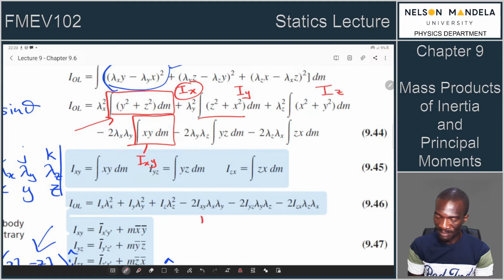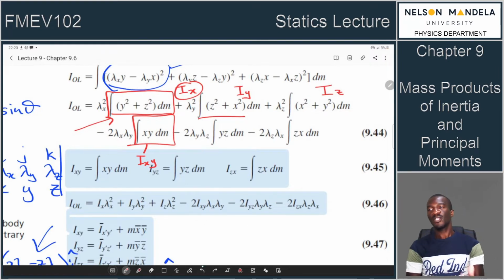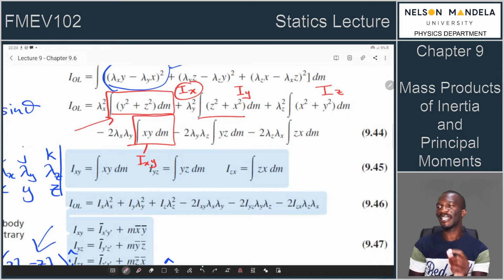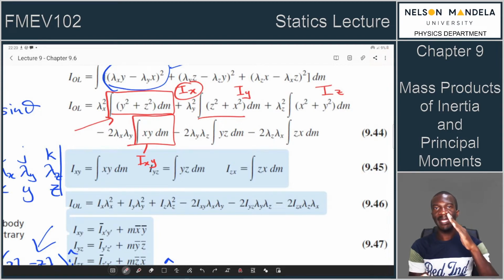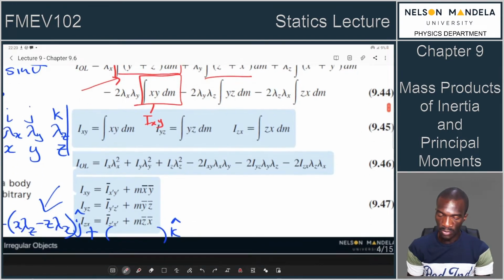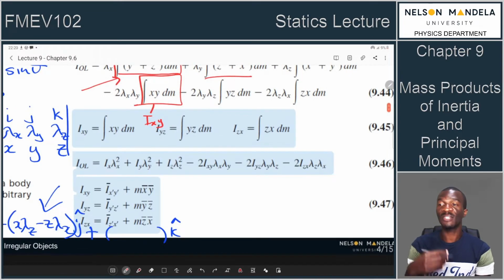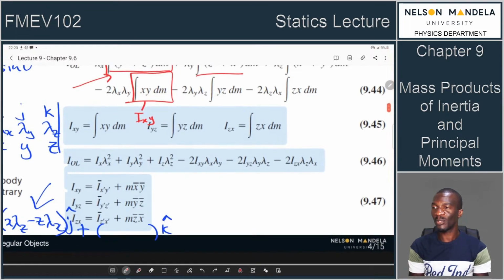Our products now appear in these cross-multiply terms. Hence, the definition of the product of inertia. So therefore, the mass product of inertia is obtained from a determination of the mass moment of inertia about some arbitrary axis. Now, therefrom, this means that we can actually apply the mass product of inertia in the parallel axis theorem.